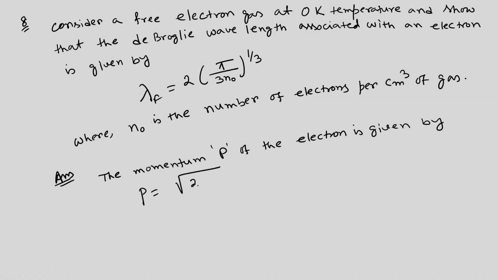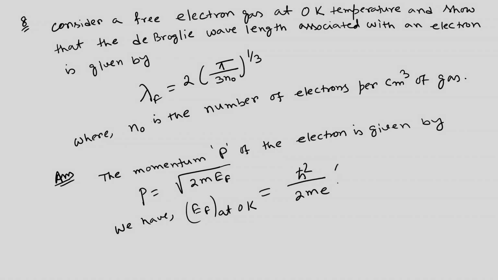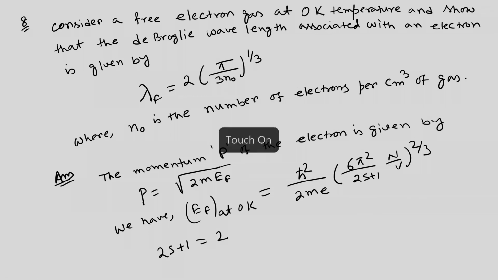P is root over twice m EF, and we have EF at 0 Kelvin temperature equals h squared by twice m e, 6 pi squared by twice s plus 1, times n by v to the 2 by 3, and twice s plus 1 for electron is 2, right. So, we get EF is h squared by 8 m e, 3 n by pi v to the 2 by 3.